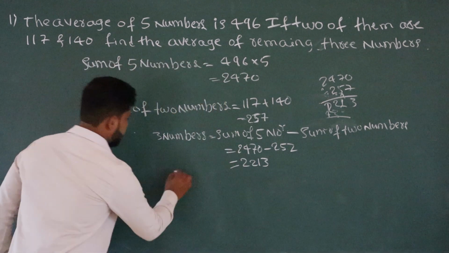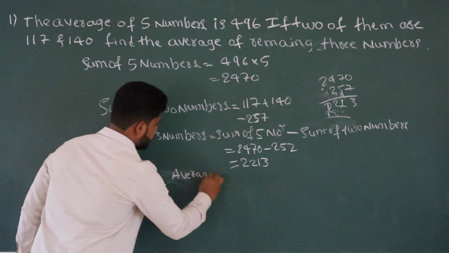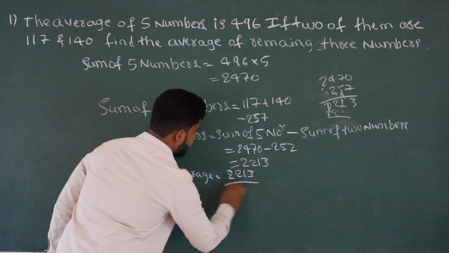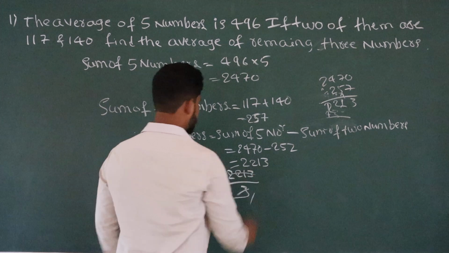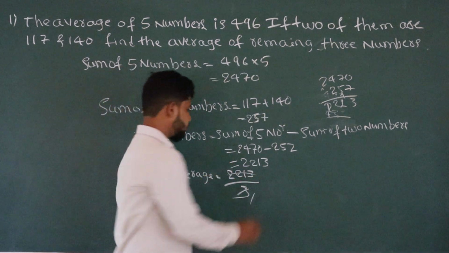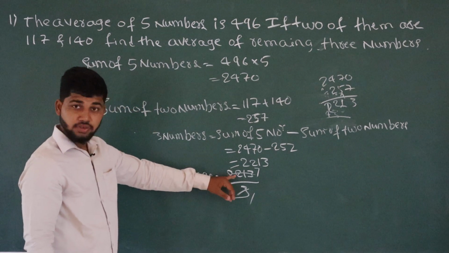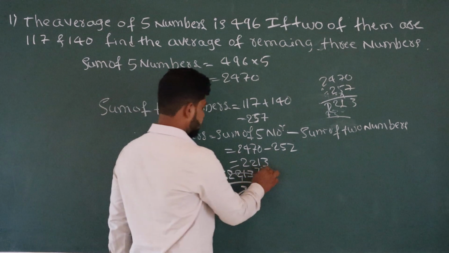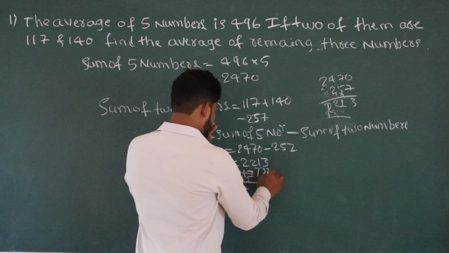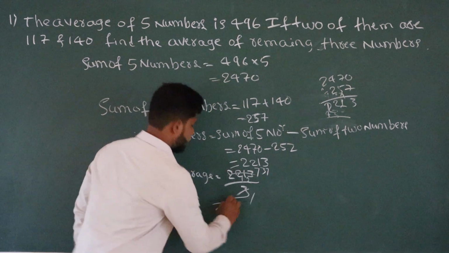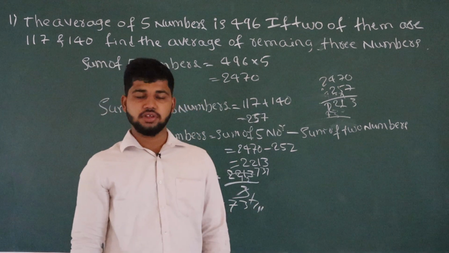Now for these 3 numbers, you have to find the average. Average is equal to 2213 by 3. Dividing: 3 7s are 21, 3 1s are 3, and so on, and you will get the average 737. The average of the 3 numbers is 737.